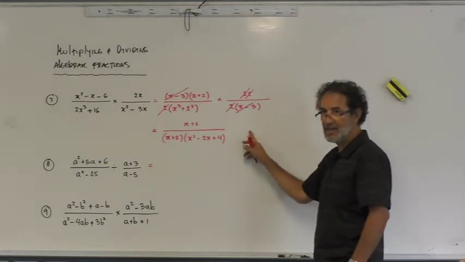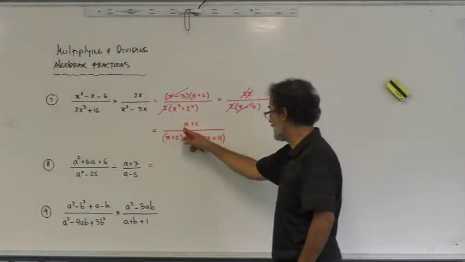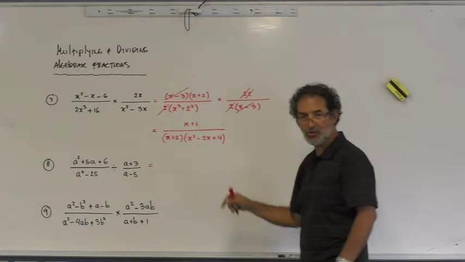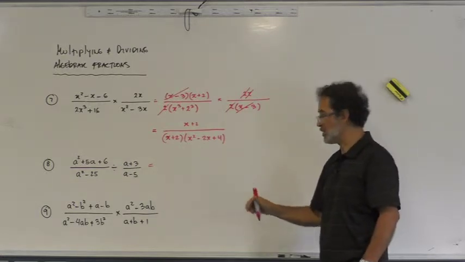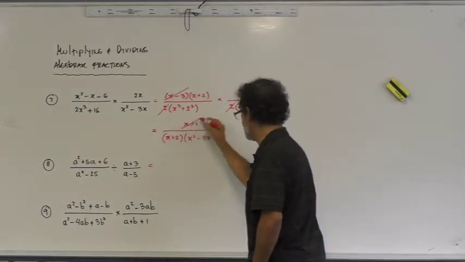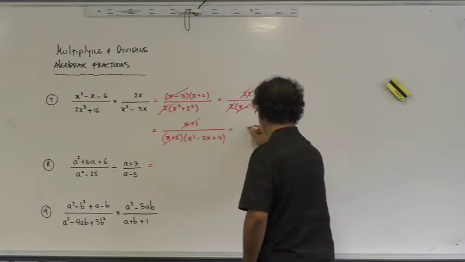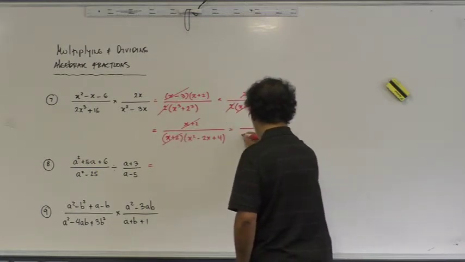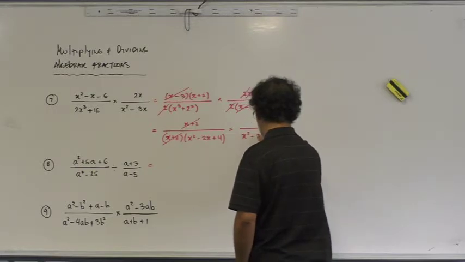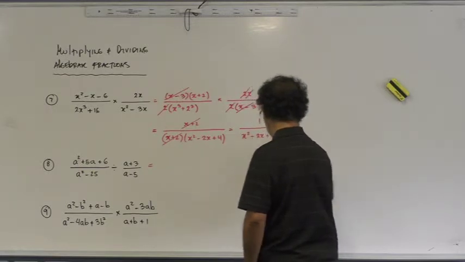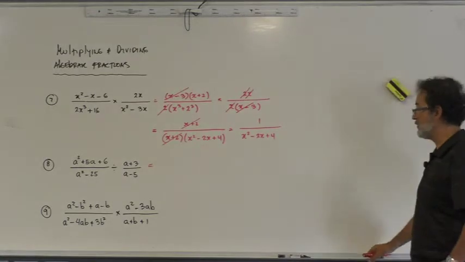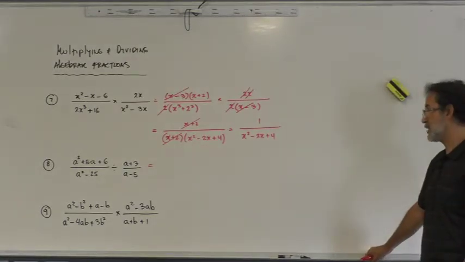Okay, and then can you see that we have this as a common factor, x plus 2? So we can get rid of this, get rid of that. That means that the final answer is going to be 1 over x squared minus 2x plus 4. So it's 1 over that. That's it.